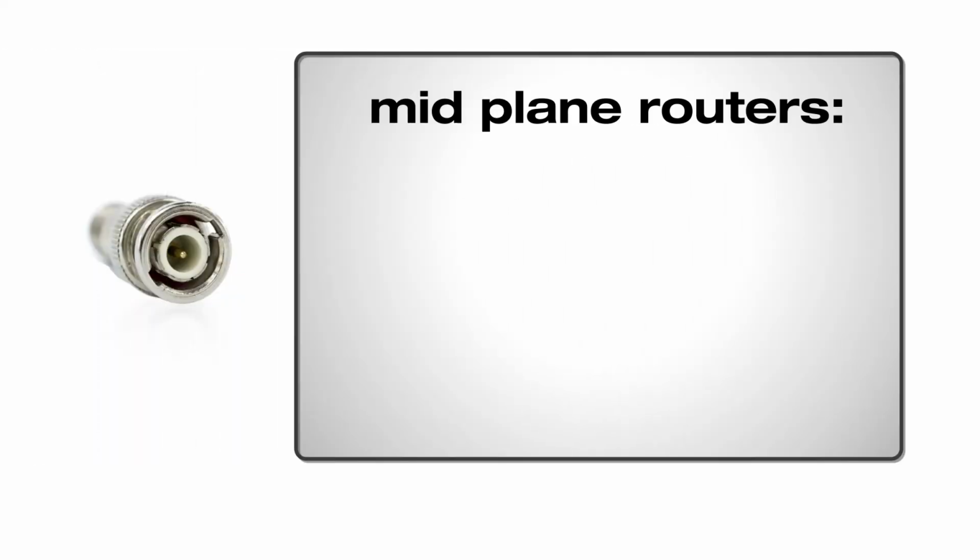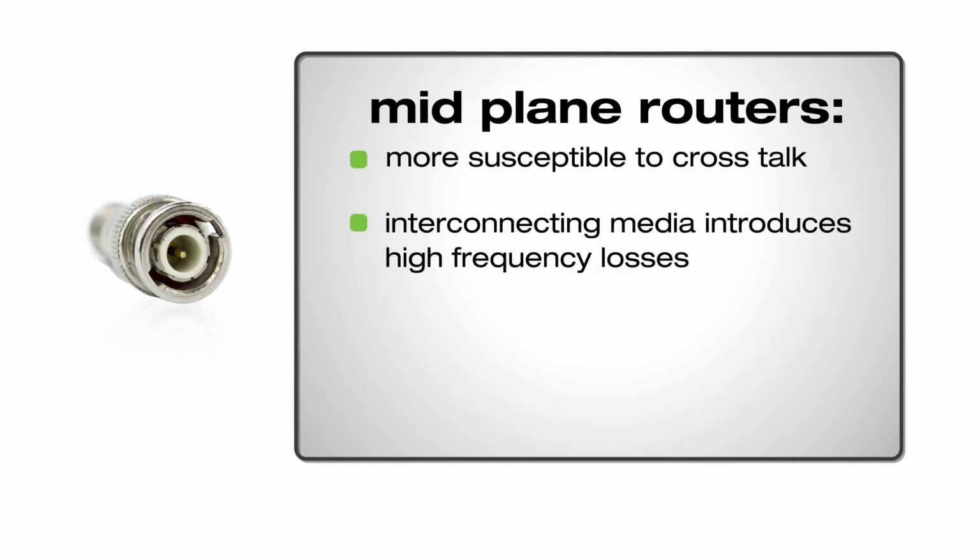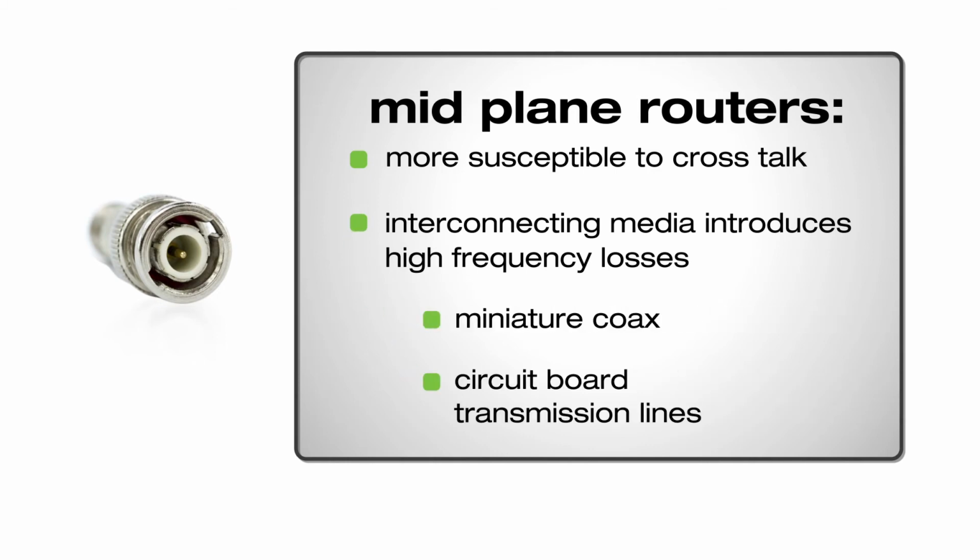Most other routing systems use at least one circuit board or a set of cables and additional connectors to connect the rear panel to the I/O boards. These are often called mid-plane designs. The extra connectors and wiring can cause reflections and other problems. Mid-plane routers are more susceptible to crosstalk. The interconnecting media will also introduce additional high-frequency losses, whether it is miniature coax or circuit board transmission lines.